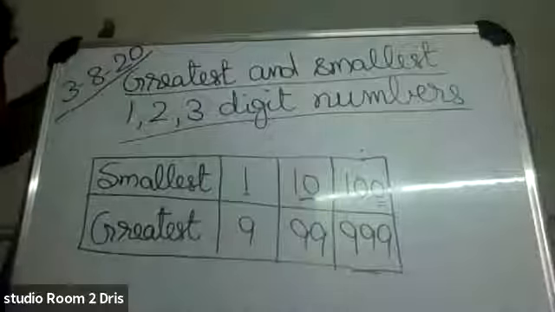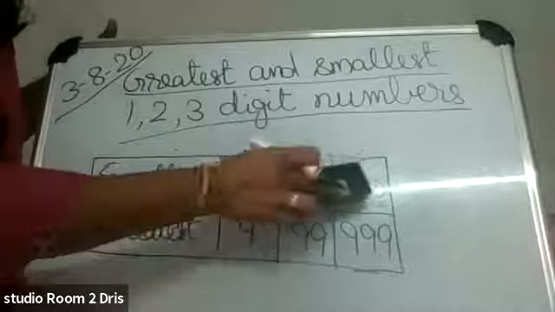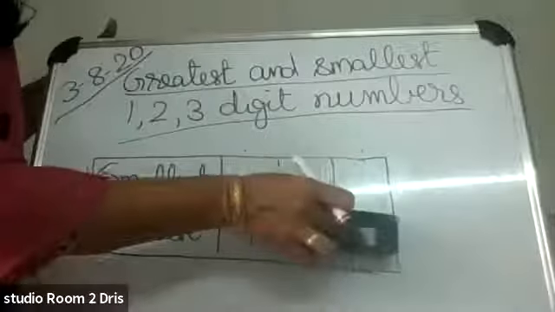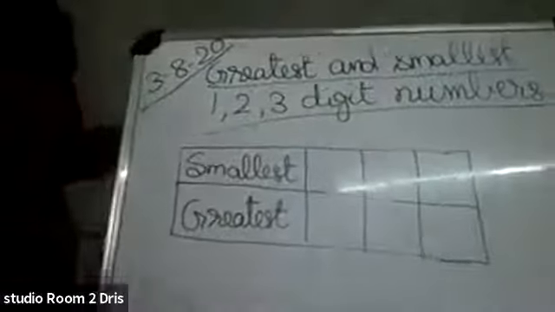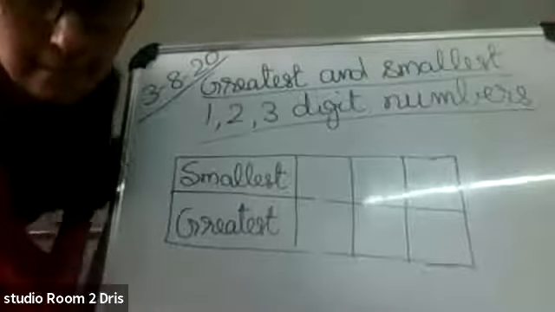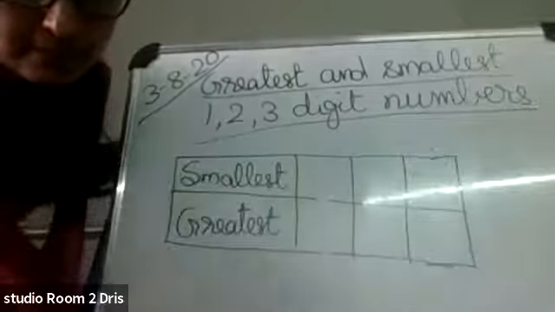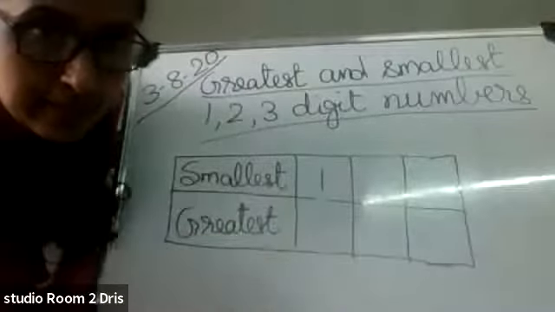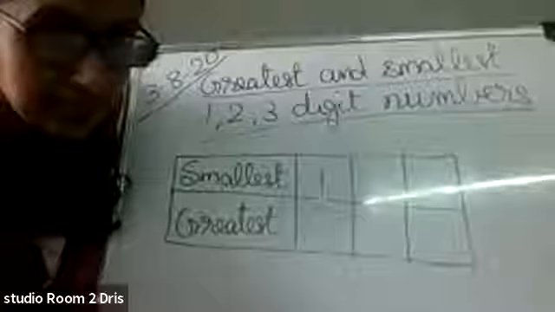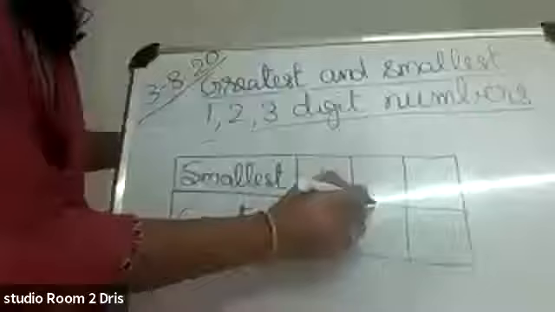Okay. Now, let me see how many of you understood. Felix, unmute. Yes, ma'am. Felix, what is the smallest one digit number? 1. Good. Okay. And now let me ask somebody. Devamitra. Yes, ma'am. Smallest two-digit number here? 10. Good. Smallest two-digit number is 10.